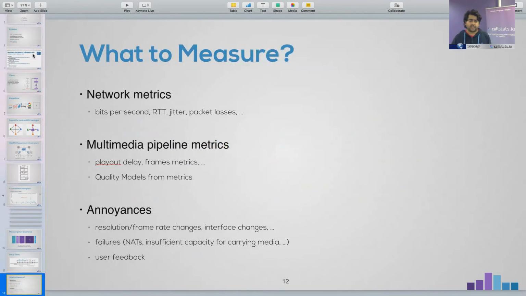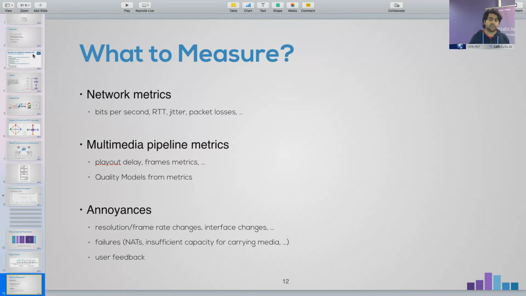And when I talk about quality, a lot of people in the industry talk about video quality or audio quality, so I basically consider quality to be three parts. One is the network metrics that everyone talks about, like bits per second, the RTT, the round trip time, the jitter, the packet losses. And then there are some people who talk about the media pipeline metrics, which is like, was it high quality video? Was it low quality video? How much was the playout delay? Was the audio video in sync? And so on and so forth.